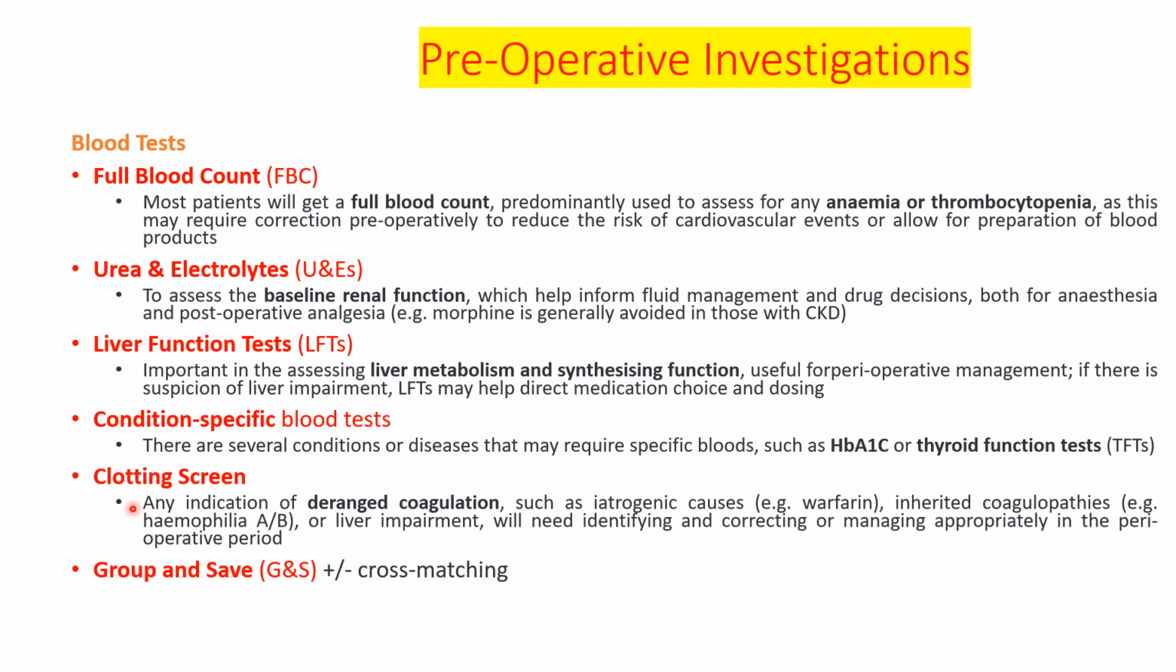The next is clotting screen. Any indication of deranged coagulation, such as iatrogenic warfarin use, inherited coagulopathy such as hemophilia A or B, or liver impairment, will need correction before the surgery. Also, you have to group and cross-match your blood in case of an emergency where you need it.